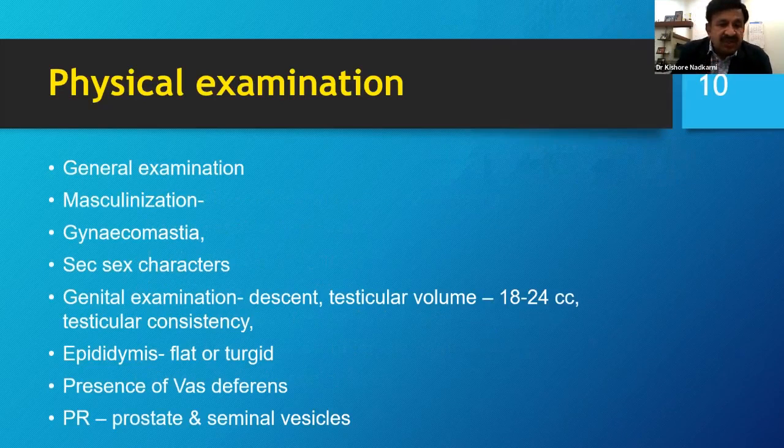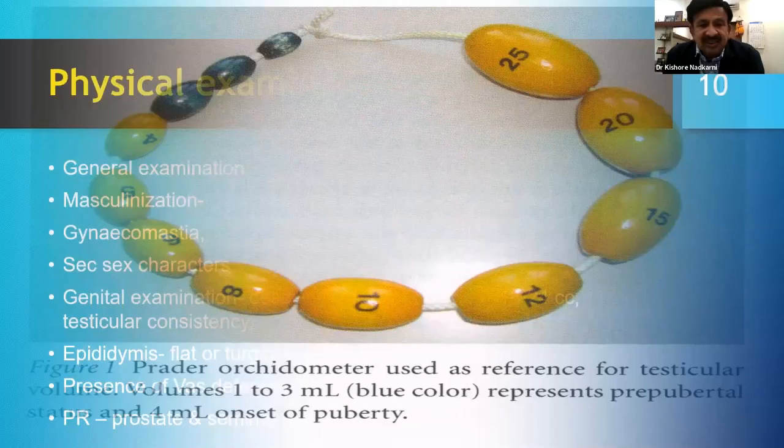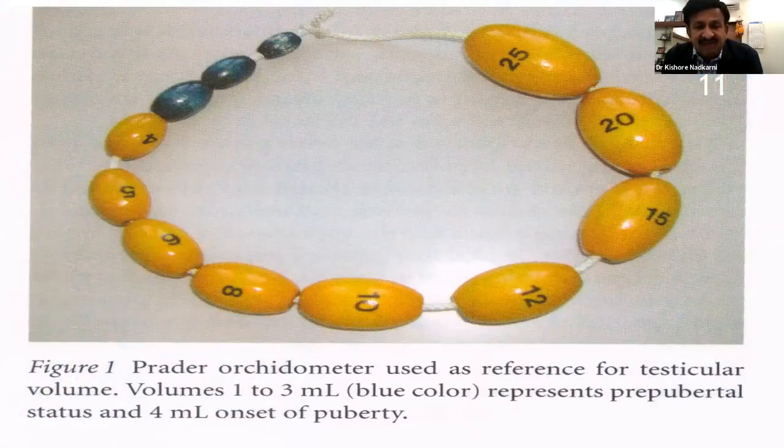I already told you this: masculinization, secondary sex characters. Testicular volume is usually 18 to 24 ml. We use an orchidometer or simply a foot ruler, a simple plastic ruler. The vertical length of the vertical axis of the testes, if it's more than 4.3 centimeters, it is normal. The epididymis is either flat or turgid, and we note the presence or absence of vas deferens. This is the Prader orchidometer. We have another one; I think Ames orchidometer is the one that we use.